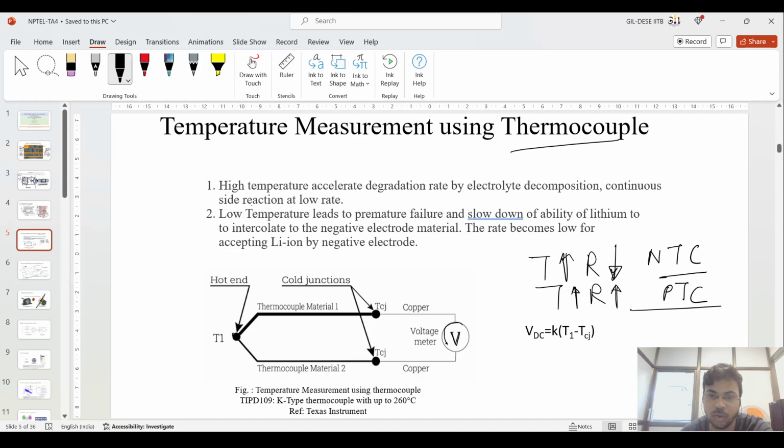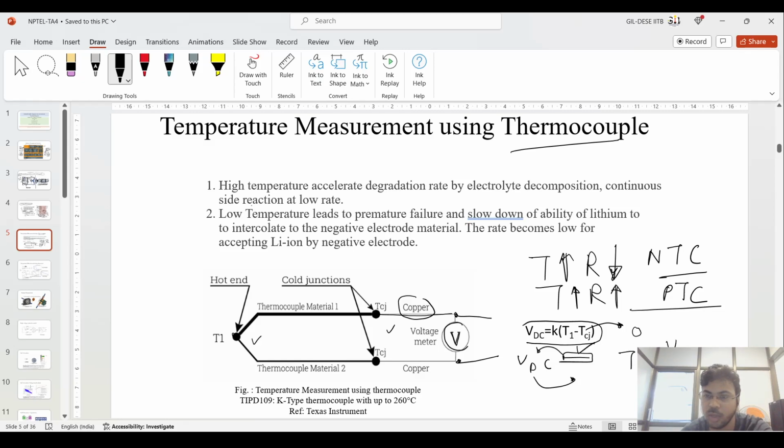So in the thermocouple, you have a certain hot end, and you have a voltmeter. Voltmeter means where you have to measure this voltage. This is the open terminal. There are two metals. Suppose there is copper, and there are two junctions, and on the left side they have different materials. So VDC can be measured using this temperature difference. That is the basic principle of the thermocouple: if you have a temperature difference, it is converted into a DC voltage, which is used to measure this temperature.